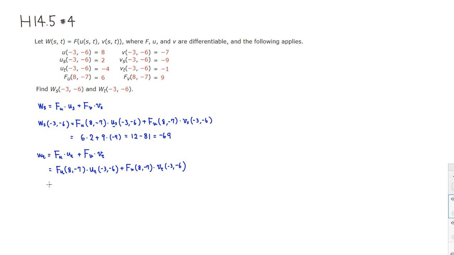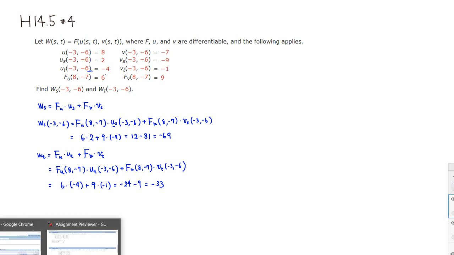So let's just plug in what we know. f sub u is 6, multiplied by u sub t at (-3, -6), which is -4. Plus f sub v is 9, multiplied by v sub t, which is -1. So this is going to be equal to -24 minus 9, so it's going to be -33.